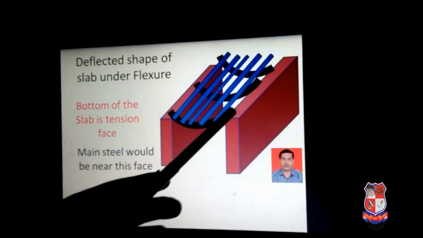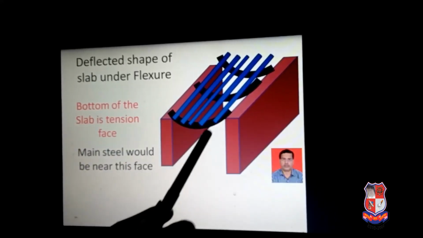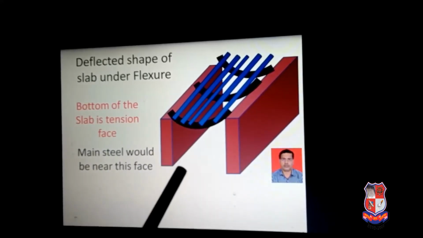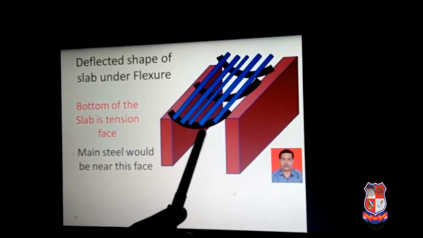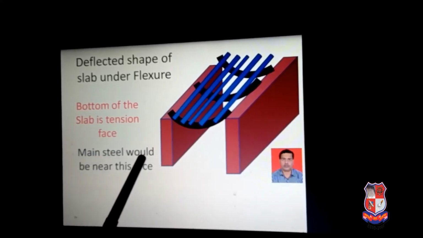So the diagram which is shown here is the skeleton of the reinforcement, the main steel in black and the distribution steel in blue color, and this is fully covered and bonded by the concrete material. When the deflection takes place, all the material deflects together as a unit rigid member, and this deflection is going to develop tensile stresses at the bottom, for which we provide main steel near the tension face, that is the bottom surface of the slab.